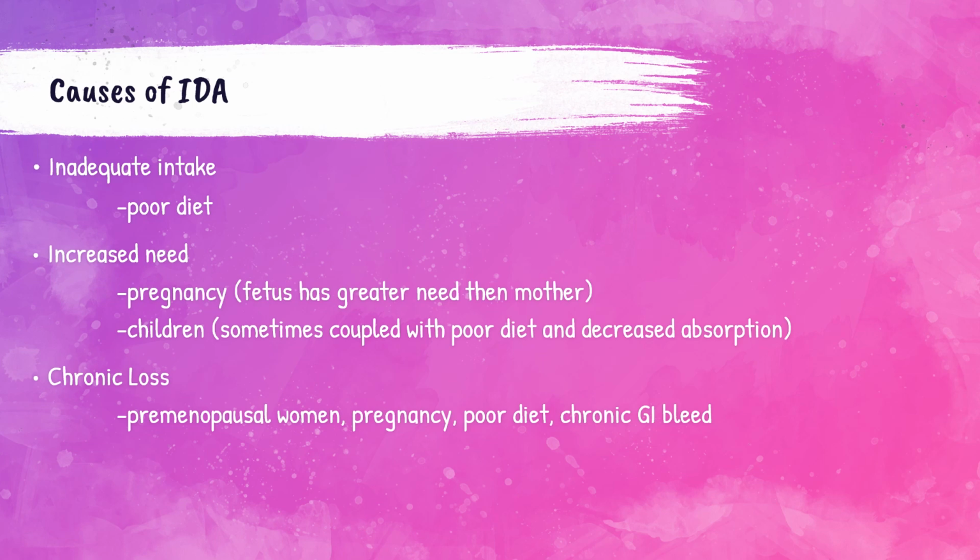Chronic blood loss can also cause iron deficiency anemia. This is little bits of blood lost over a long time, which adds up, right? So this can be in premenopausal women due to menstruation, which is blood loss, pregnancy, of course, a poor diet, which we've already discussed, and a chronic gastrointestinal bleed.